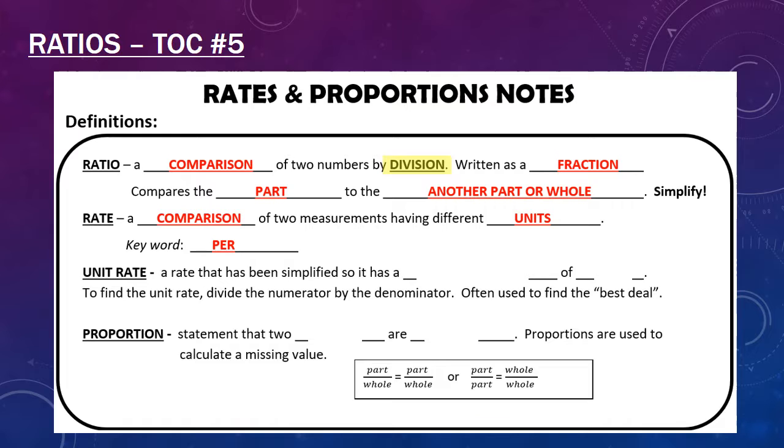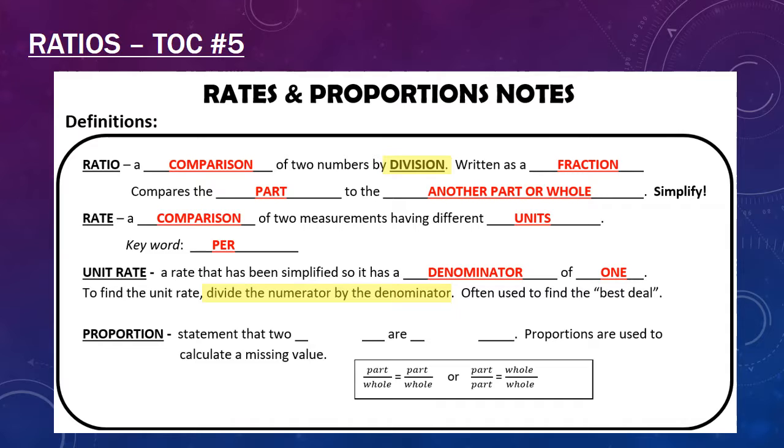A special kind of rate that has been simplified is a unit rate, and it's a rate that's been simplified so it has a denominator, or bottom number, of 1. To find the unit rate, it's important that you highlight this: all you have to do is divide the numerator by the denominator. This is often used when you're in the grocery store to find the best deal, or to compare prices, or when you're talking about the speed that you're traveling. Everything is MPH, which stands for miles per hour. So it's telling you how much you're traveling per hour.